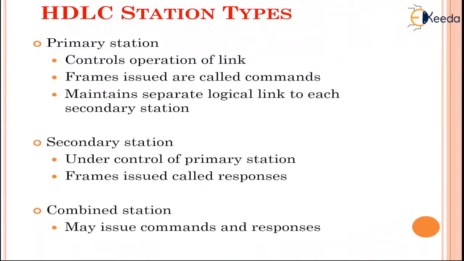Primary station is responsible for controlling the operation of the link. Frames issued by the primary station are called commands. Secondary stations operate under the control of primary stations. Frames issued by the secondary stations are called responses. The primary station maintains a separate logical link with each secondary station on the line.